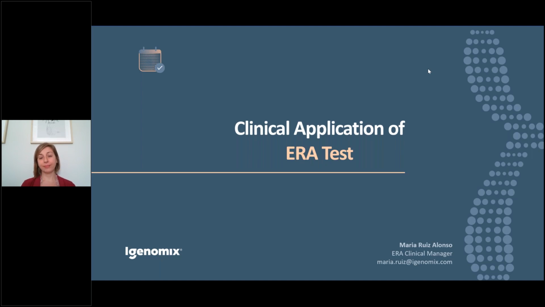Dr. Maria Ruiz has been associated with the research and study of endometrial receptivity analysis for the past 11 years at iGenomics Spain. Dr. Maria has received her bachelor's degree in biology at Murcia University, Spain. Initially, she was a lab manager of the ERA lab, and now she is the clinical manager of the endometrial receptivity analysis lab at iGenomics headquarters in Valencia, Spain.